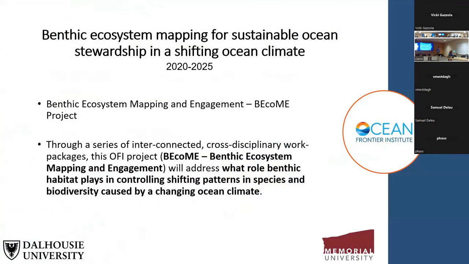The project title is the shortened CUMP, Benthic Ecosystem Mapping and Engagement. The overarching science question of the CUMP project is really to try and understand what role benthic habitat plays in controlling shifting patterns in species and biodiversity caused by a changing ocean climate. It's very much embedded in the ecology. We need to think about the tools and the techniques that provide us that information.